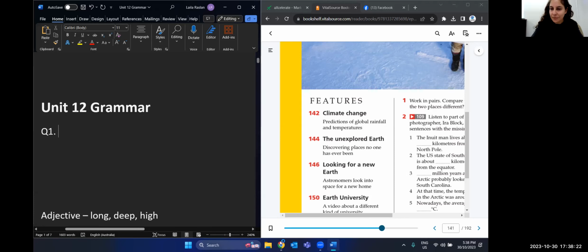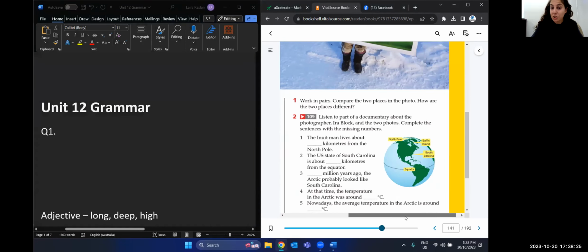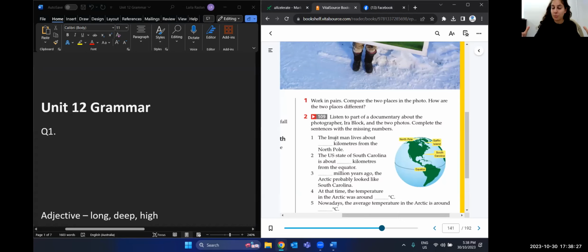So it says the Inuit man, remember we talked about that, that's a community of people. The Inuit man lives about 2,500 kilometers from the North Pole? Is that what everyone got?